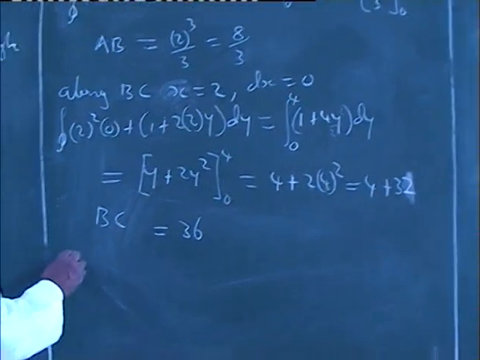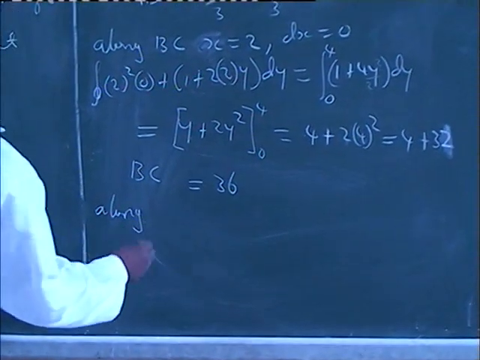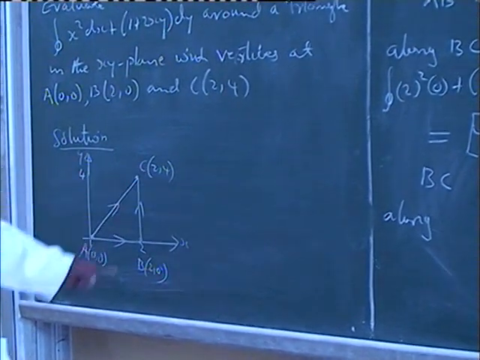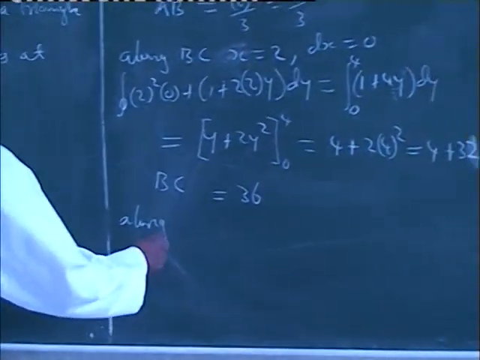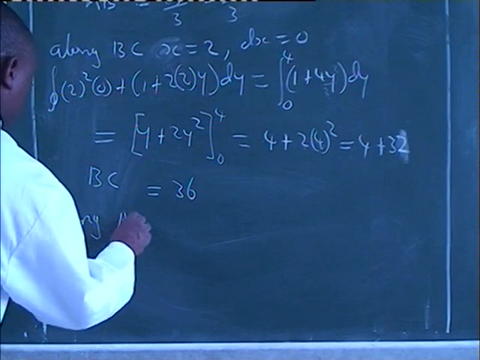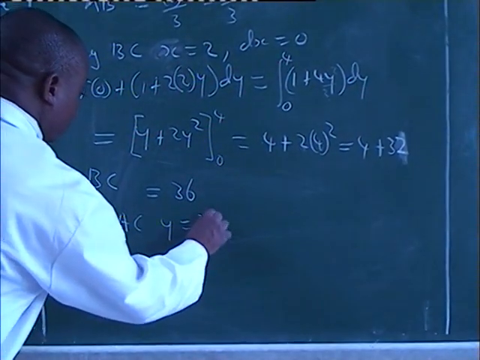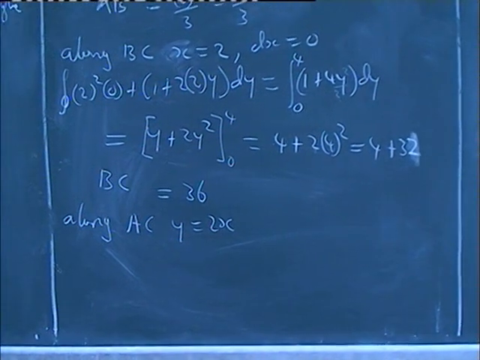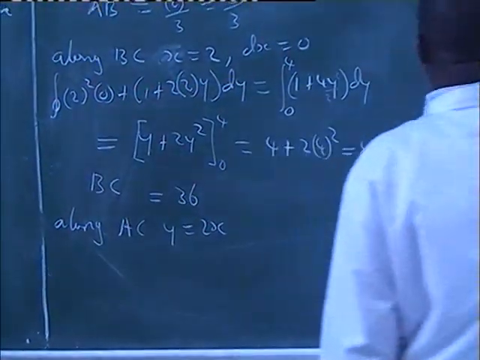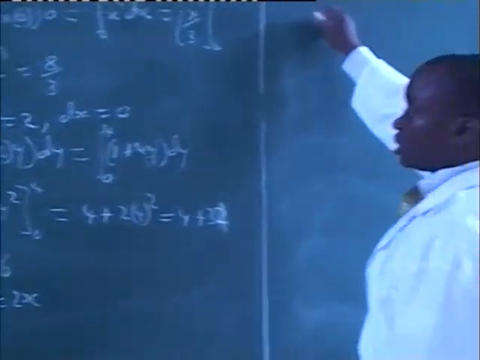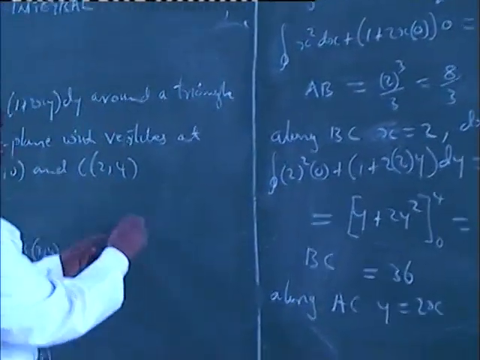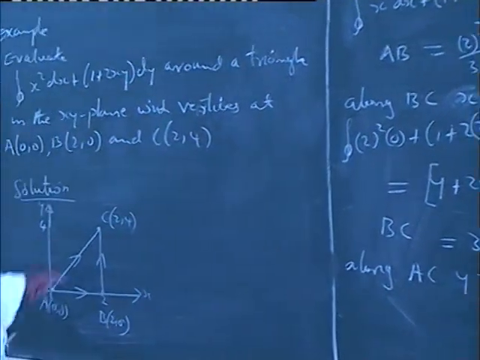Now we also look at along AC. That is this one. We want to integrate along this side. Along AC, we have that y is equal to 2x. How? Now let's look at the equation of the line. We have 2 points. Look at this point and this point.